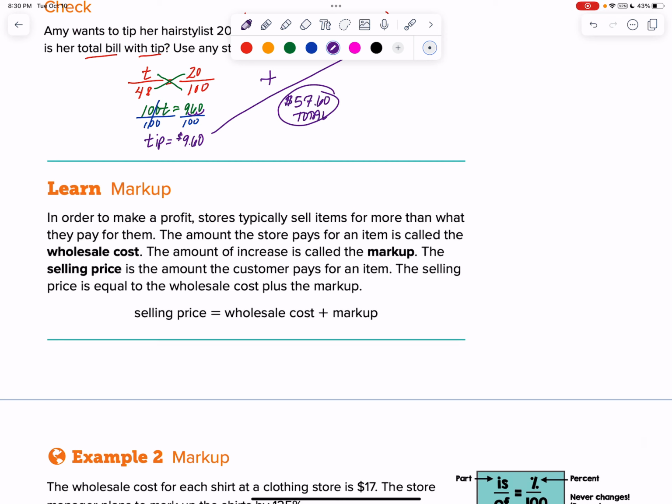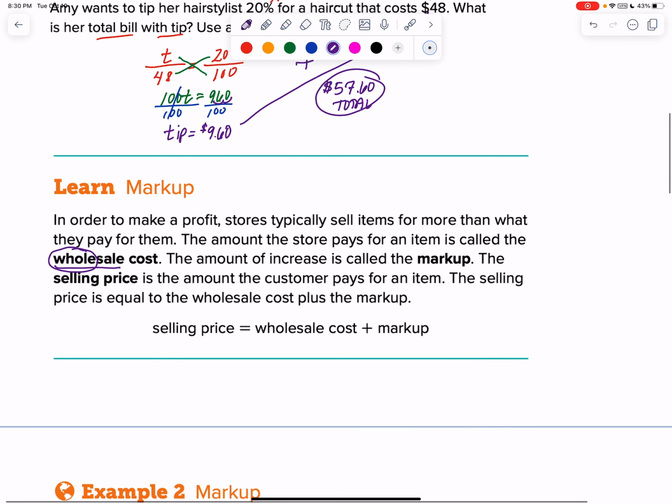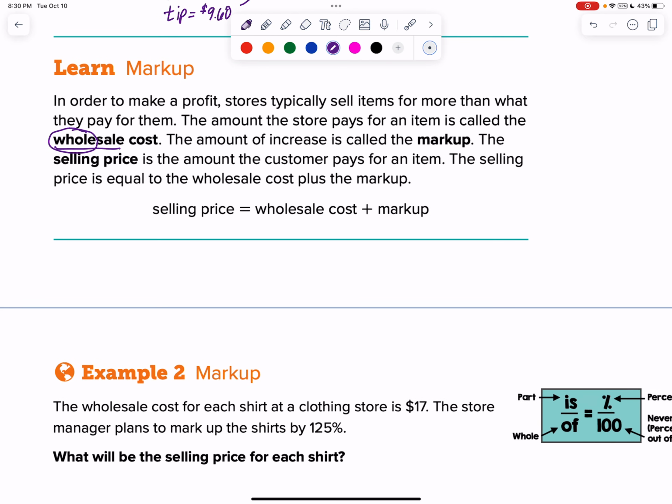Markups are the amount of money that you're adding on to what's called the wholesale cost. And luckily, wholesale has the word whole in it, which is going to help us with our proportion. So when we're looking for the whole, we're talking about that wholesale cost. Okay, it's the price that the store pays, or that very original cost of an item prior to any markups or anything like that. Okay, so a wholesale cost plus a markup is what creates the selling price.